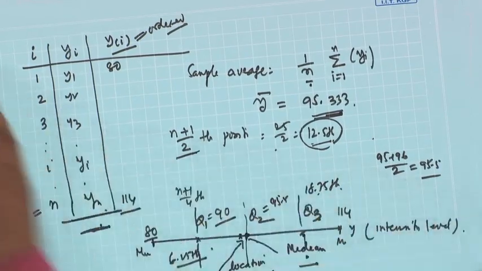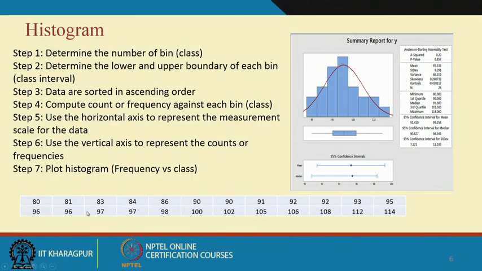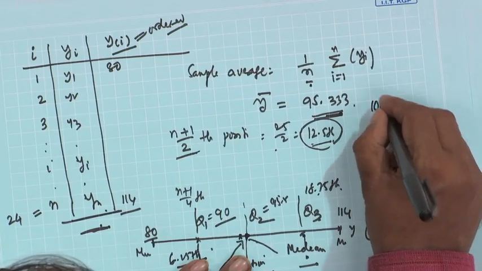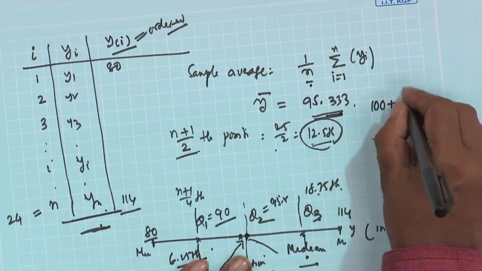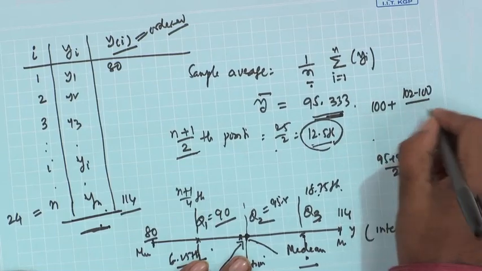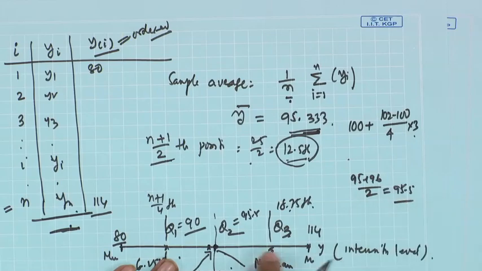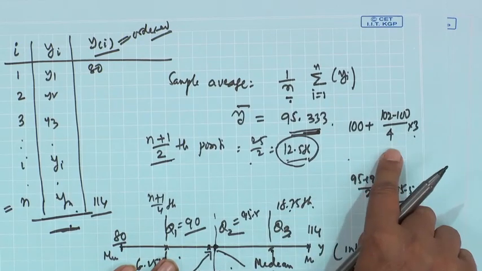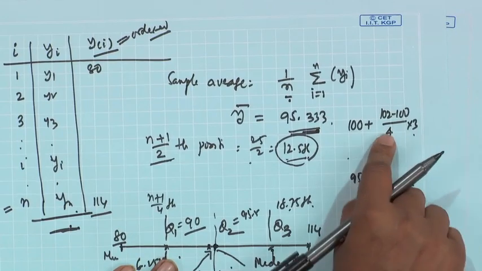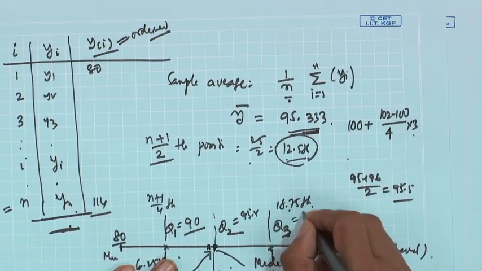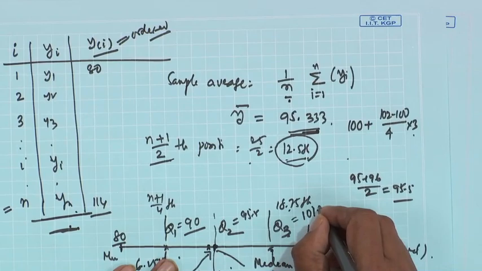Third quartile will be at the 18.75th position. So, 12, 13, 14, 15, 16, 17, 18, this is 100, and the 19th position is 102. So, that means what happened? Your value will be 100 plus (102 minus 100) by 4 into 3. The reason is it is 0.75, 3 by 4 of this position. So, the third quartile value will come around 101.50.